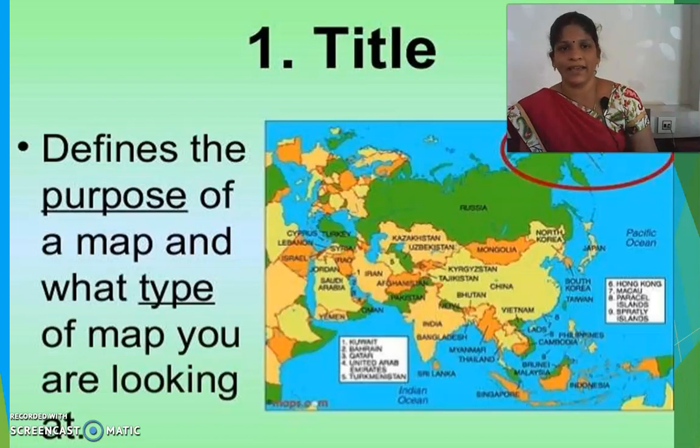Here I have pointed it out to you. This map is an Asia map. So if there is no title here, how would you know what map this is? It is very difficult. Without a title, we cannot know the map's type. Okay, children? Yes.